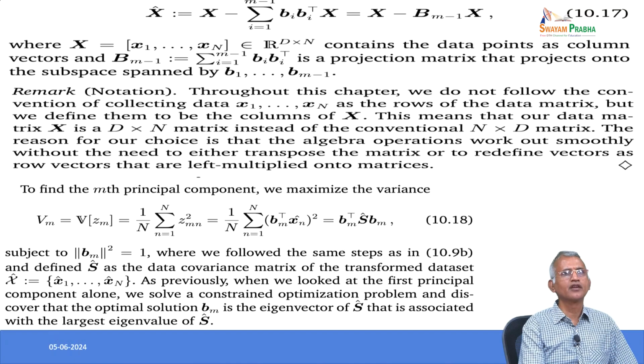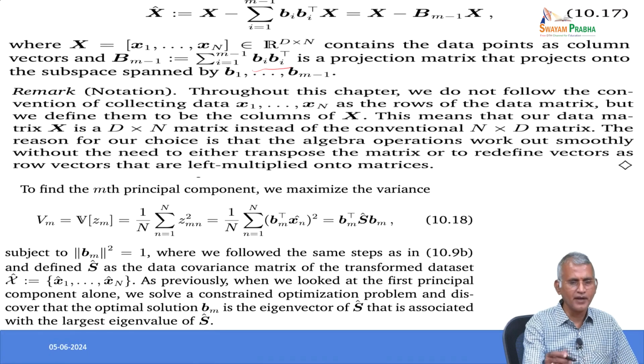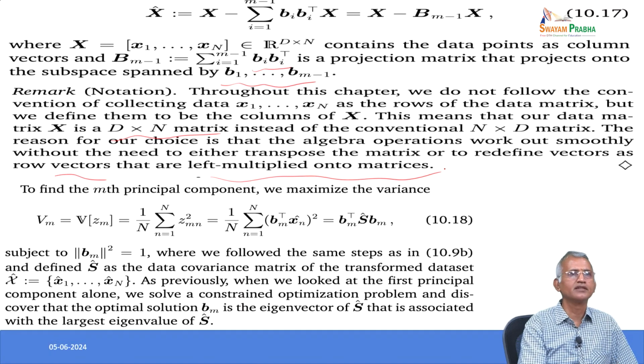So, X, which varies from x1 to xn in R^{d x n}, contains the data points as column vectors, and B_{m-1}, equal to the summation i equal to 1 to m minus 1 of b_i b_i transpose, is a projection matrix that projects onto the subspace spanned by b1 to b_{m-1}. Note that throughout this chapter we do not follow the convention of collecting data as the rows of the data matrix, but we define them to be the columns of X. This means that our data matrix X is a d cross n matrix instead of the conventional n cross d matrix. The reason for our choice is that the algebraic operations work out smoothly without the need to either transpose the matrix or to redefine vectors as row vectors that are left multiplied onto the matrices.